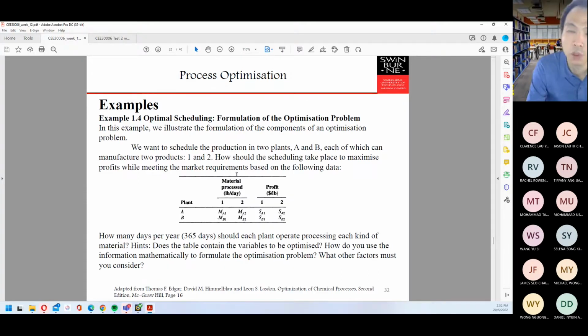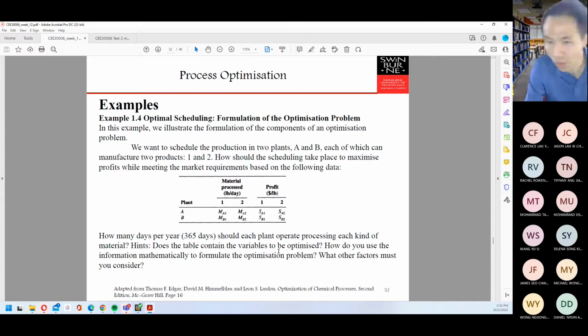Okay. How do we put in an example here? The example that we have here is optimal scheduling. This basically gives you the table, giving you the materials, the possibility of the materials to be processed in plant 1 and plant 2, profit 1 and 2, A and B in here. So for plant 1, it will produce this material. Plant A can produce this much of the material. Okay. Plant A only produces the type 2 materials for this much.